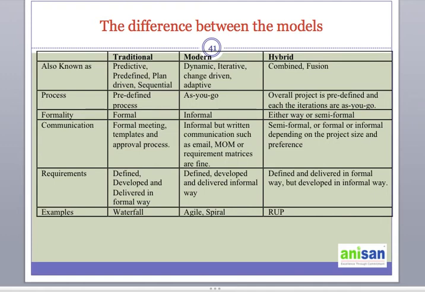And in requirements, in the traditional, requirements are defined, developed and delivered in a very formal way, and it is very process oriented. But in the modern they are defined, developed and delivered in an informal way. In the hybrid, they are defined and delivered in a formal way, but developed in an informal way, so that's where they introduce a sprint. Examples: waterfall for the traditional, agile or spiral for the modern, and RUP for the hybrid. So this is the end of your agile.